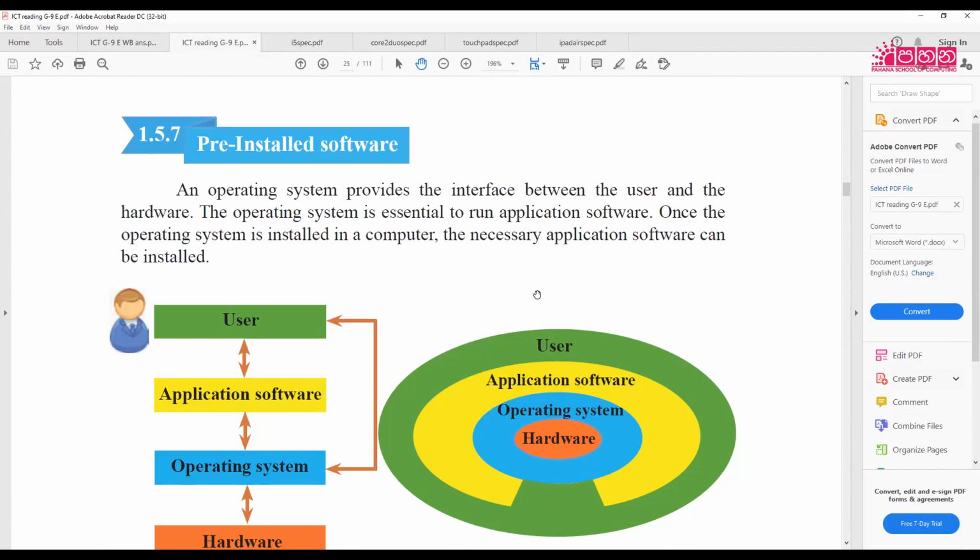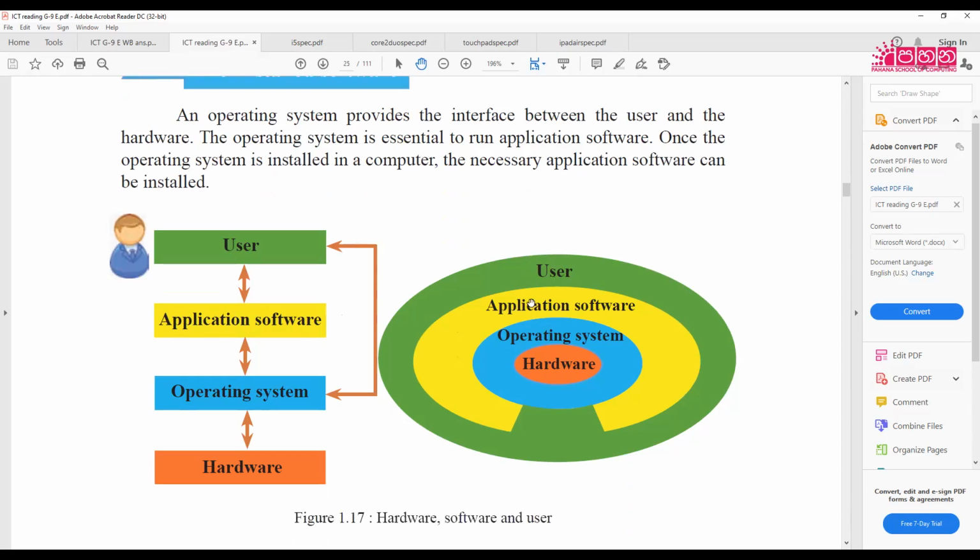The next one, pre-installed software. Now, when you purchase a computer, usually you will get software as well, right? So far what we have discussed is hardware stuff. And then to work, we need software as well. Now, there are two types of software available. One we call operating system.